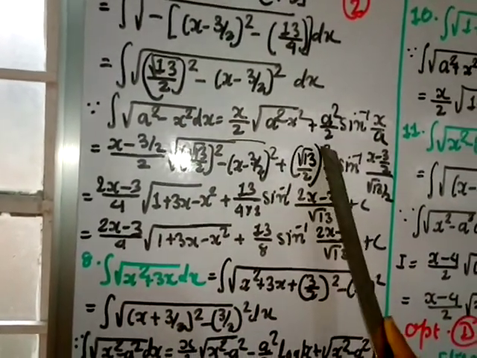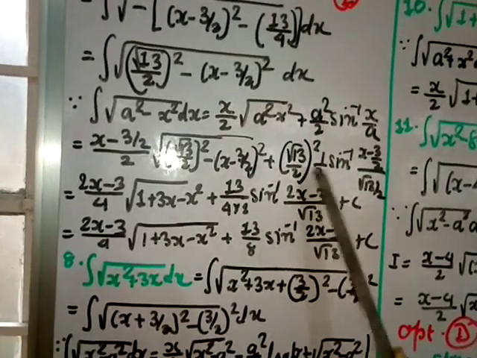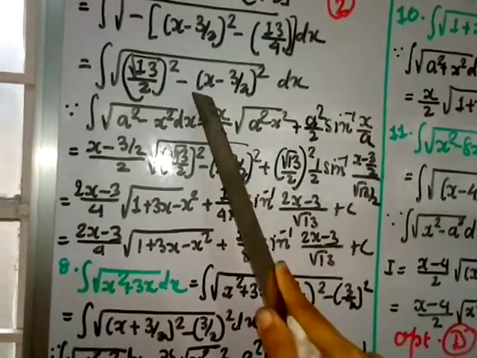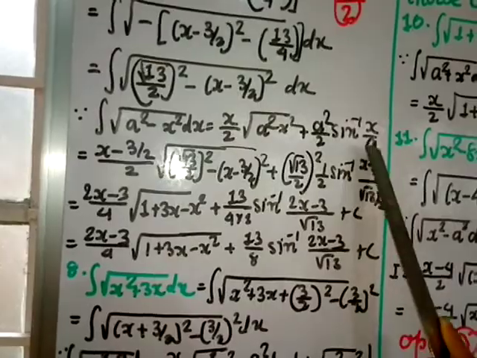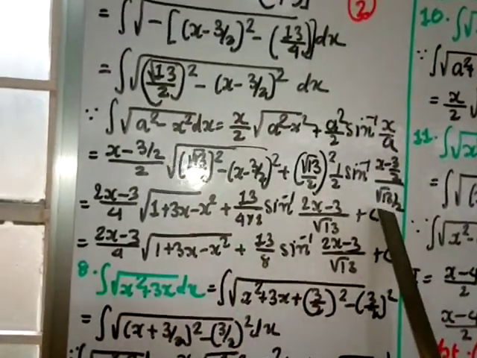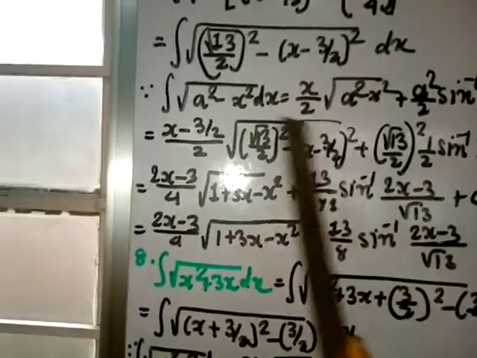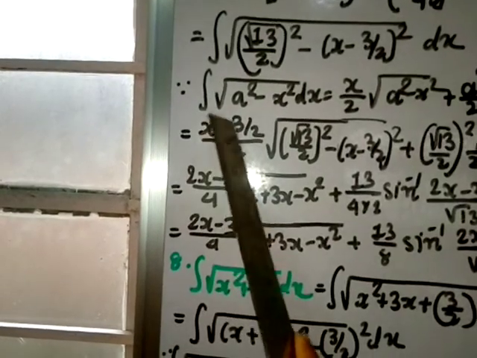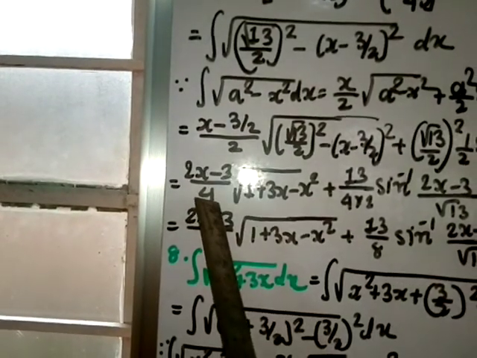So root 13 by 2 whole square. This 2 is there, so 1 by 2 sin inverse. Instead of x, this one is x minus 3 by 2, divided by a, which is root 13 by 2 here. Now this one, I'll take LCM here. So 2x minus 3, and this 2 bring here. So 2 into 2, 4.